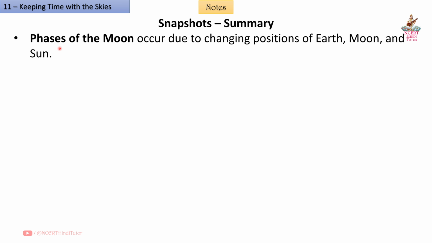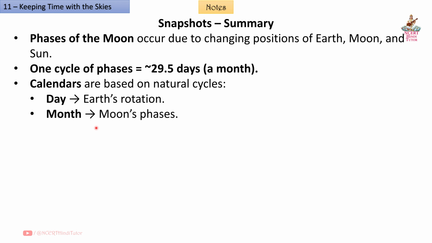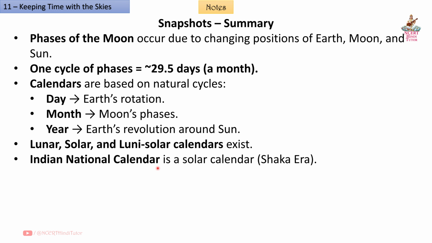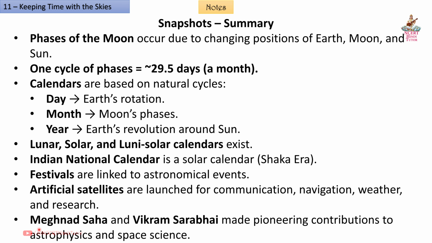Snapshots summary: phases of the moon occur due to changing positions of Earth, Moon and Sun. One cycle of phases is approximately 29.5 days, a month. Calendars are based on natural cycles: day, Earth's rotation; month, Moon's phases; year, Earth's revolution around Sun. Lunar, solar and luni-solar calendars exist. Indian national calendar is a solar calendar, Shaka era. Festivals are linked to astronomical events. Artificial satellites are launched for communication, navigation, weather and research. Meghnad Saha and Vikram Sarabhai made pioneering contributions to astrophysics and space science.